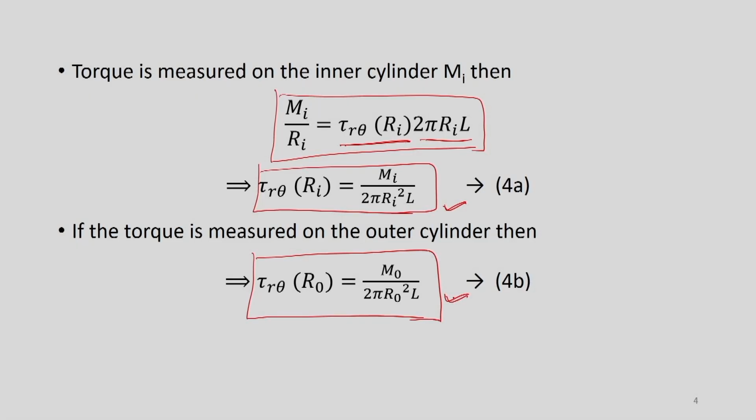Now, what about the shear rate expressions? The shear rate expression will again depend on the ratio between the radii of the inner and outer cylinders, that is Ri by R naught. If the gap is very narrow, then there will be some expression for the shear rate. If Ri by R naught is a very small value, that means the gap is very large, then there will be a different shear rate. In the other case, where the gap is fairly narrow, neither very narrow nor very large, there will be some other relation for shear rate.